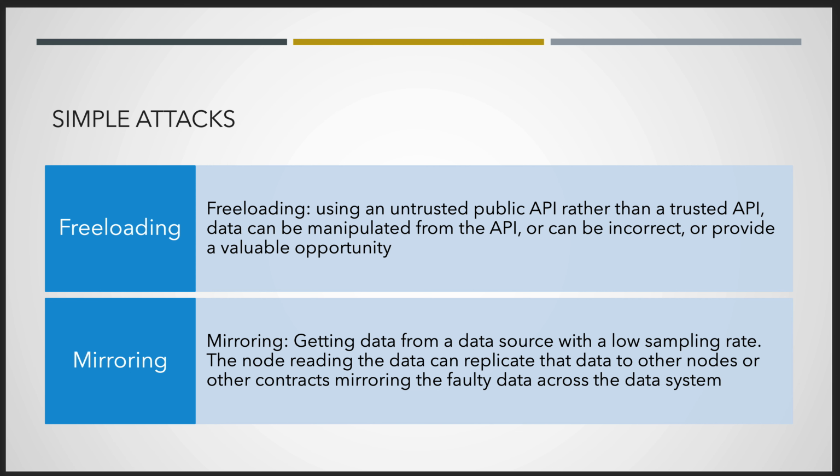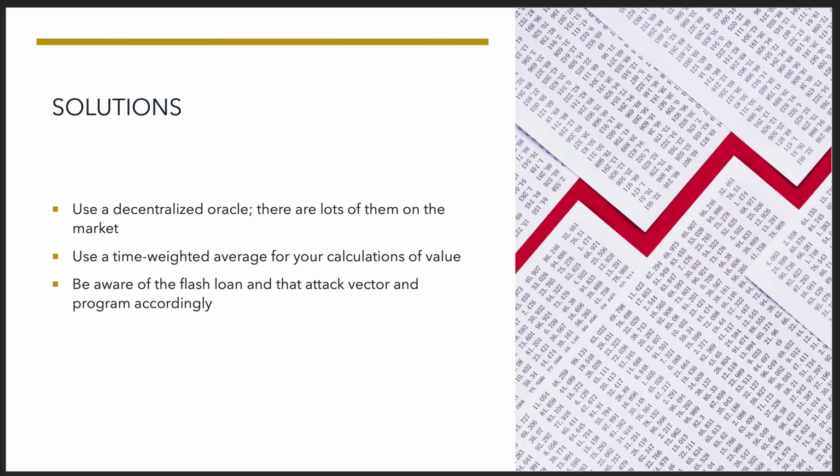Instead of pulling down data right away on need, you're storing that information somehow and then using that stored information to try to save gas. So freeloading and mirroring, again, are just low quality data from an untrusted public API or low sample rates. So you want to ask that question when you pick your provider. What's your sample rate? How fast do you sample data? So that's essentially the solutions for this.